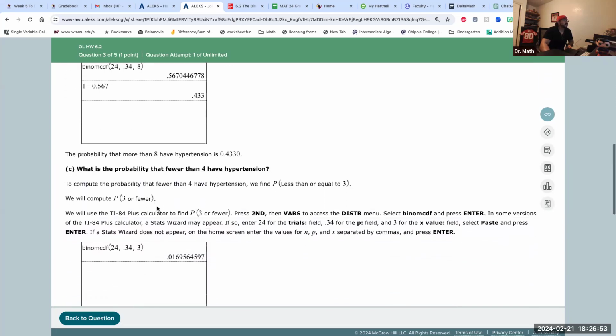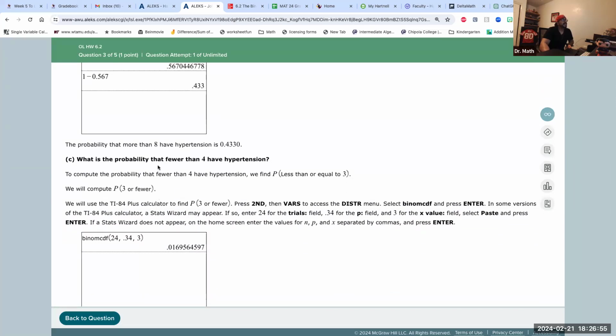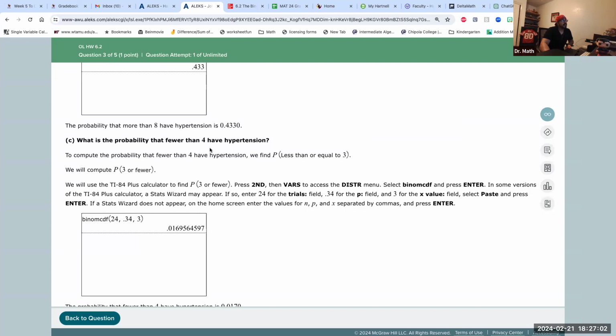All right. What is the probability that fewer than 4 have hypertension? Fewer than 4. Well, let's think about this. This is nice because we want the probability that X is less than 4. So let's look at the numbers I'm looking at.